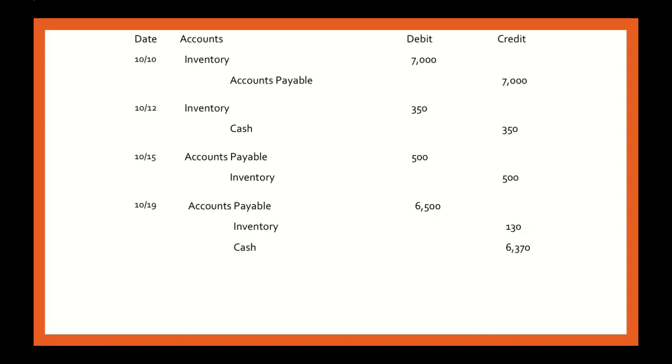So now we can take a look at what the journal entries would look like on the books of Taylor Company. So, on October 10th, Jones purchased $7,000 of goods from us, from Taylor Company. Terms 2/10 net 30, and the goods cost Taylor Company $3,000.